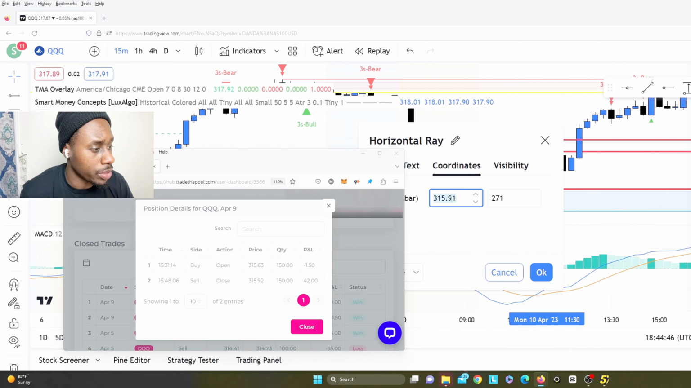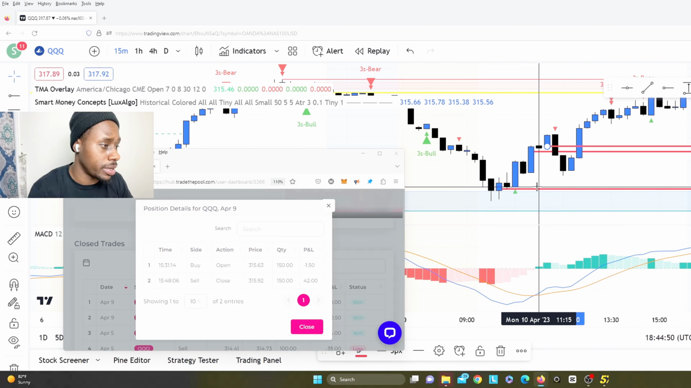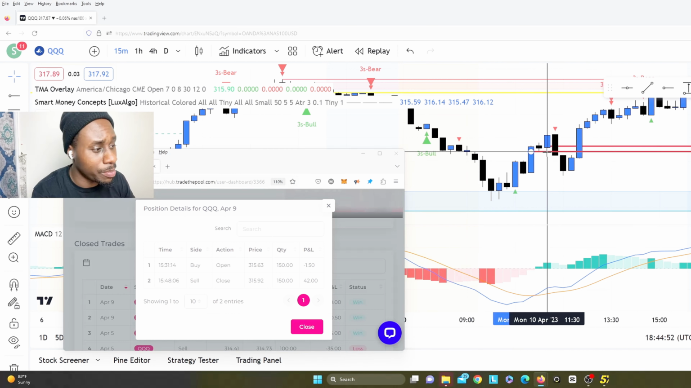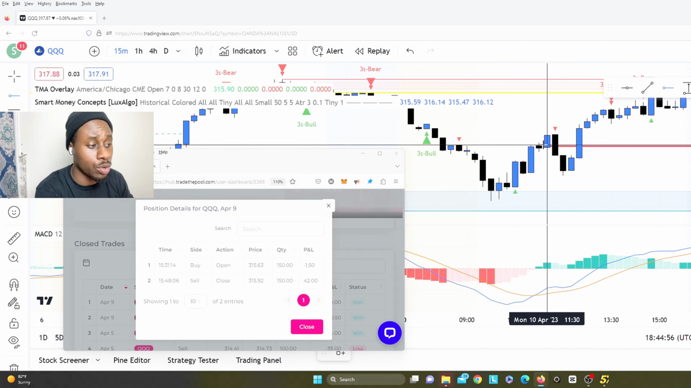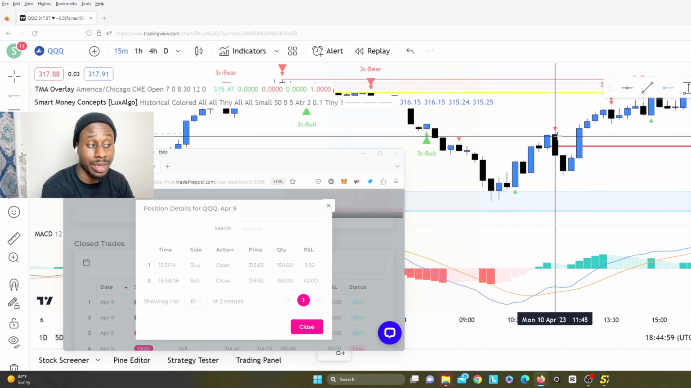At 315.63, I entered to the buy side here. It was closer to the bottom of that candle, so maybe there was some luck in play there. It's closer to the bottom of the 11:30 candle, and I wanted to take it to the upside.